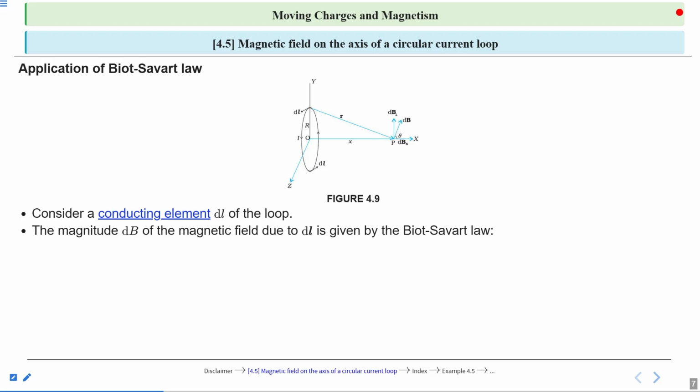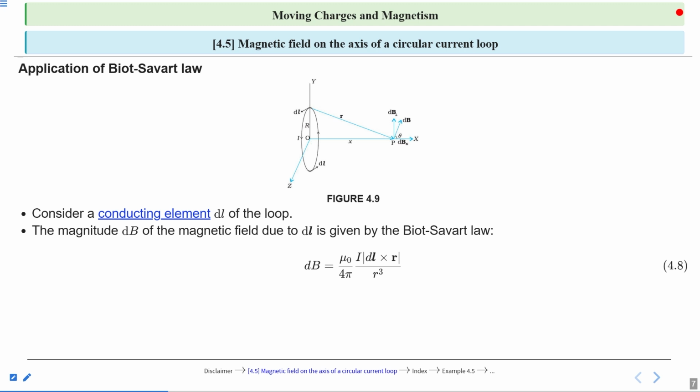Okay, so the magnitude dB of the magnetic field due to this small current element dl is given by the Biot-Savart law. So what is the Biot-Savart law? dB is the magnitude only, and the direction can be found using the right hand rule. So we are dealing with magnitude as of now. We will discuss direction also.